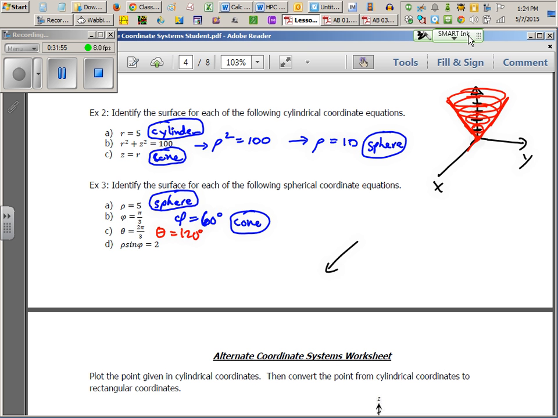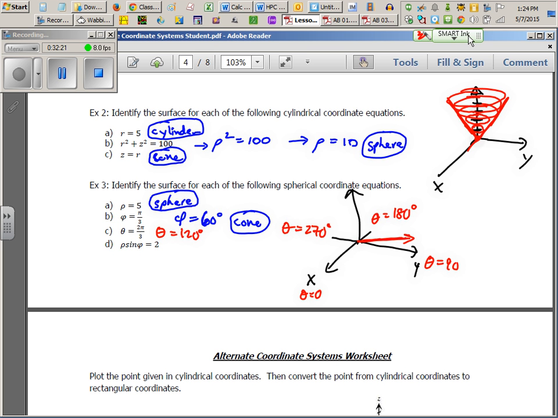So here's the x-axis, here's the y-axis, here's the z-axis. So we know that this is theta equals 0. This is theta equals 90. And this back here is theta equals 180. You agree? 270 is over here. You with me so far? Okay. I am specifically trying to graph theta equals 120, which would be right in here somewhere.